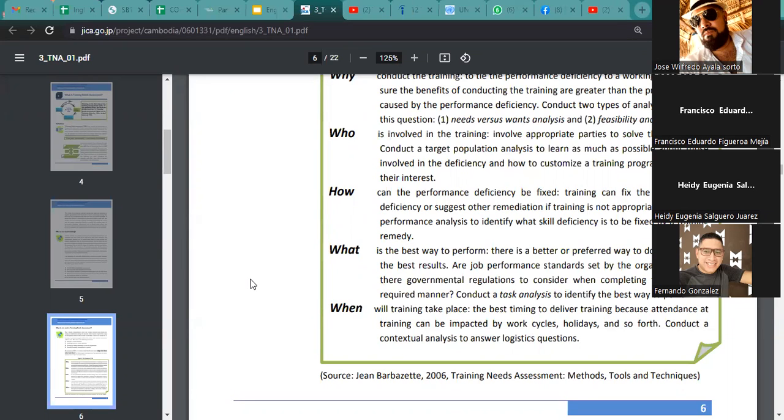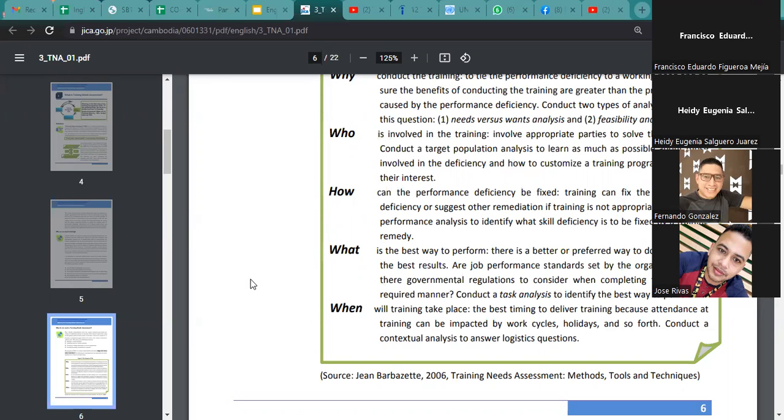Okay, perfect. Yeah, very interesting. What you were saying is more related to the evaluation and implementation of the things that we learned from training. Good. So the question here in the paragraph is about when can we deliver the training.